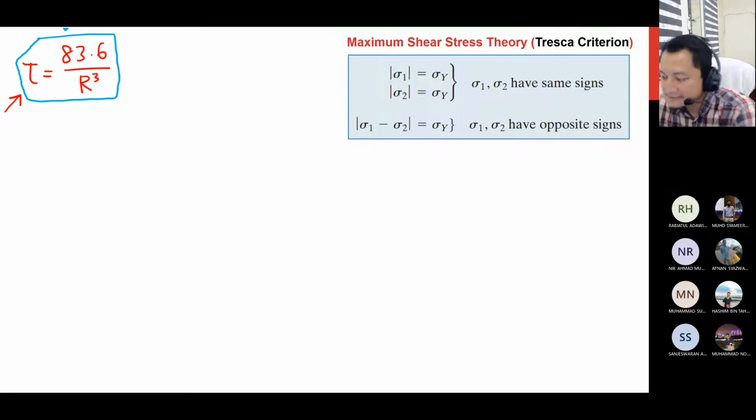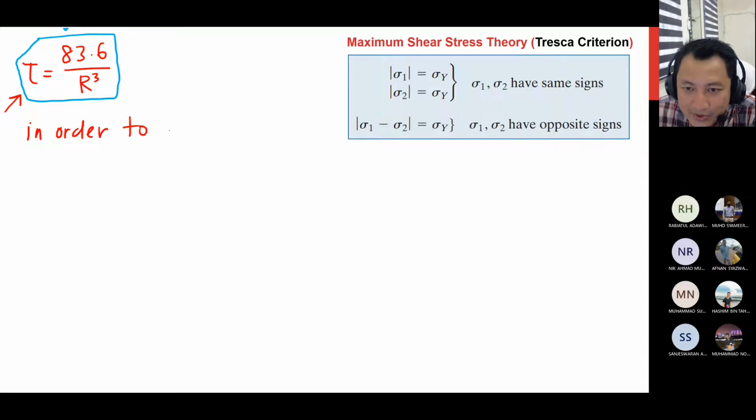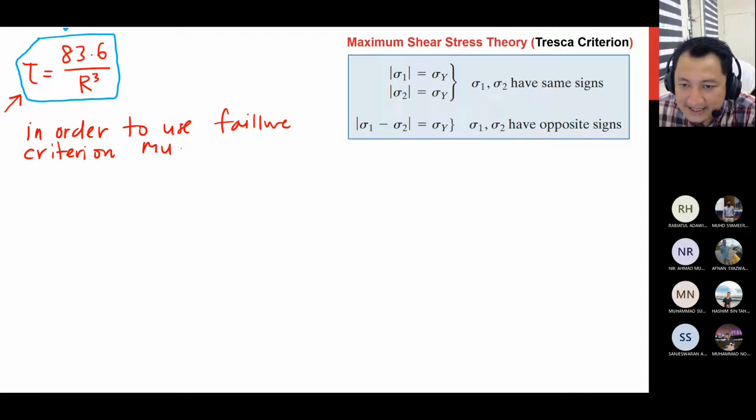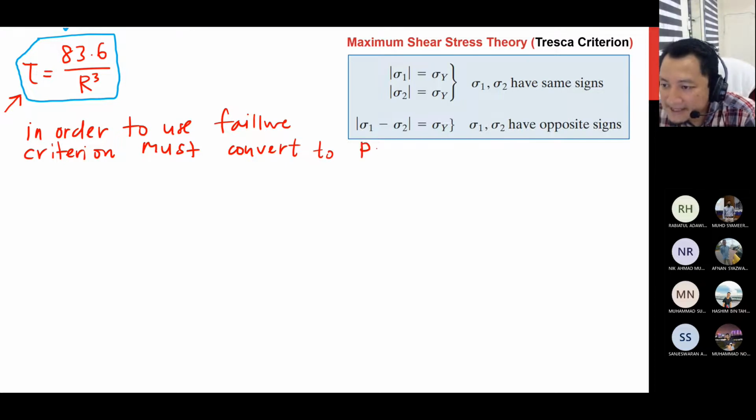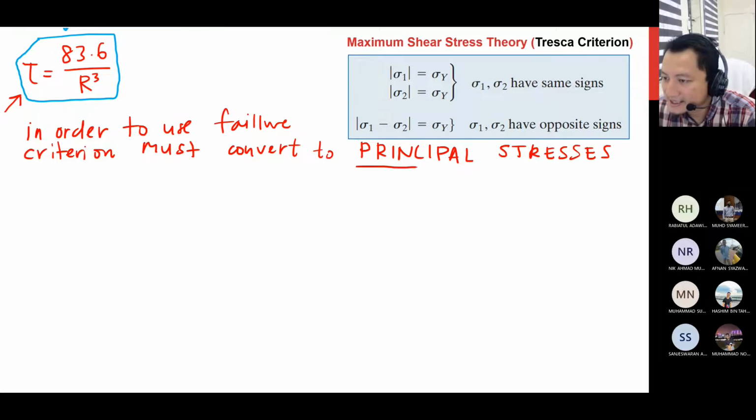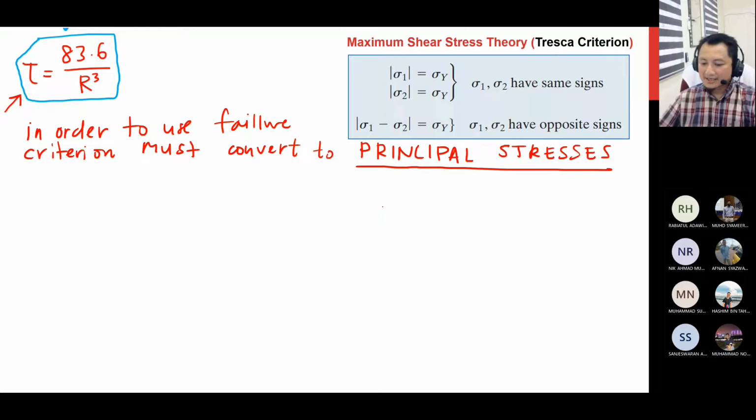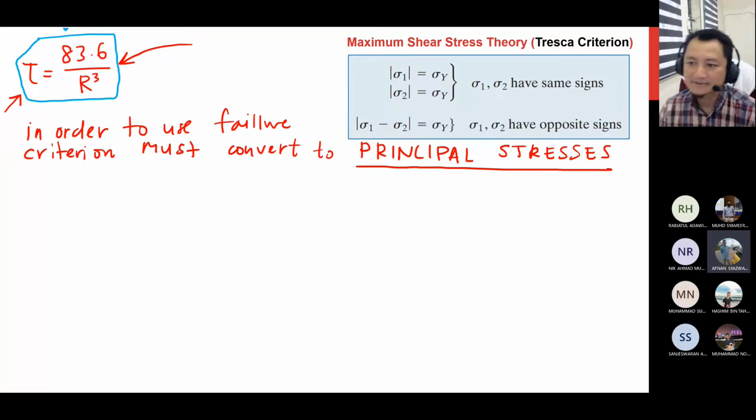Tapi ingat lagi. In order to use failure criterion, must convert to principal stresses. Kena cari juga principal stresses dia. Walaupun stres yang kita ada cuma shear stress. Tak apa, cari juga. Ini square root tu.